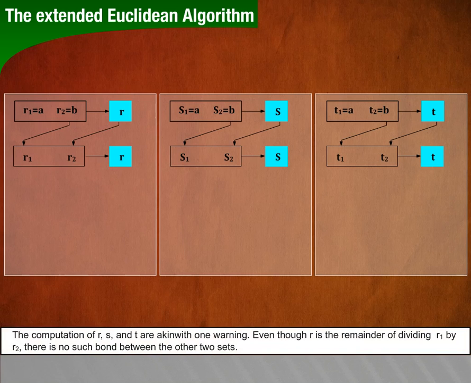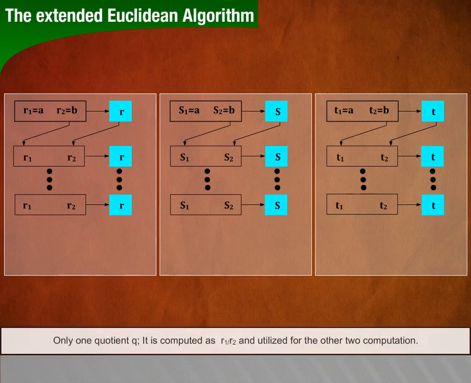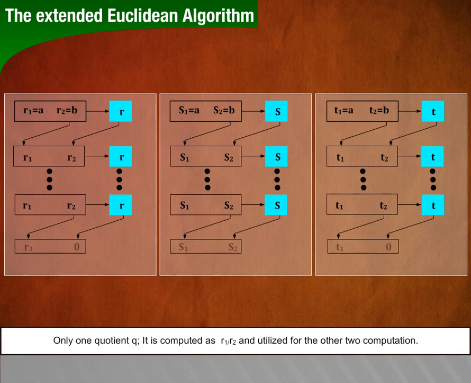The computations of r, s, and t are alike, with one warning. Even though r is the remainder of dividing r1 by r2, there is no such relation between the other two sets. Only one quotient q is computed, as r1 divided by r2, and it is used for the other two computations.